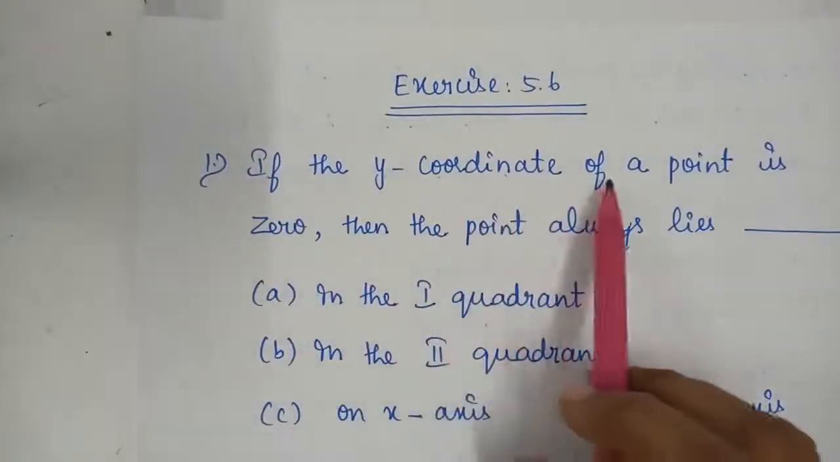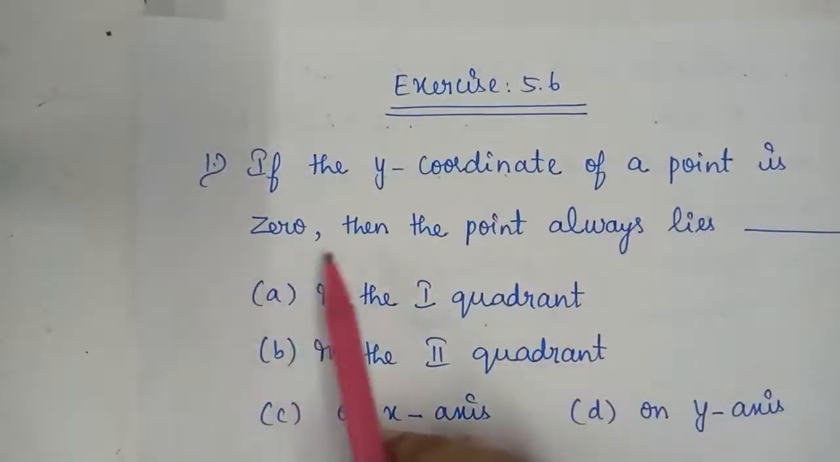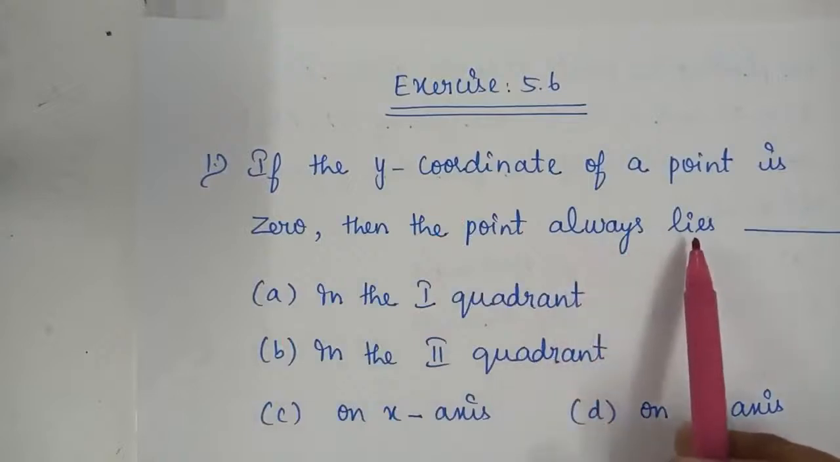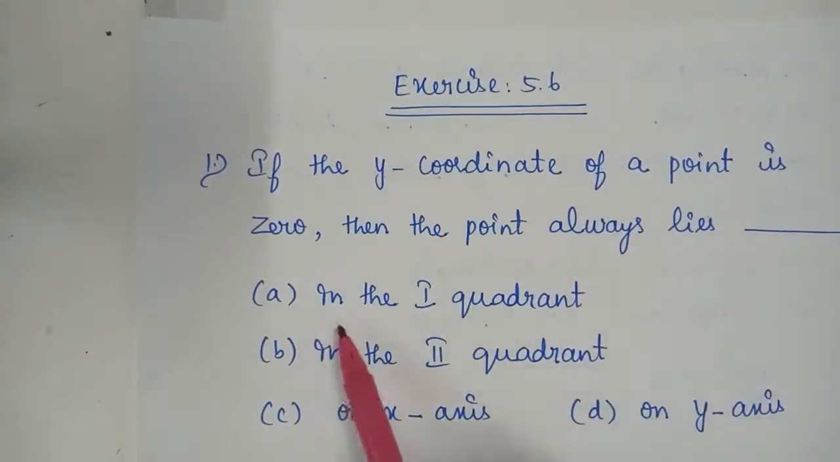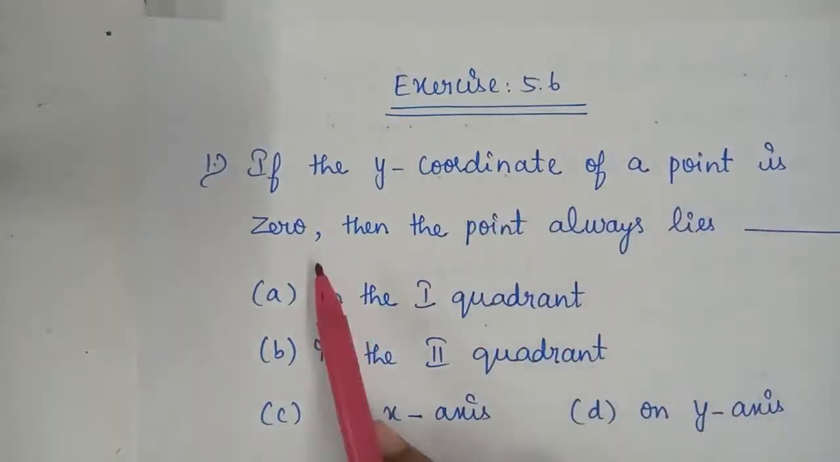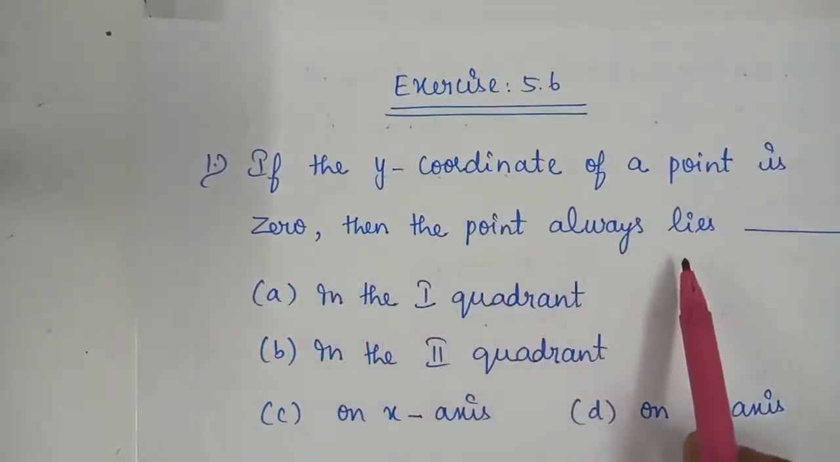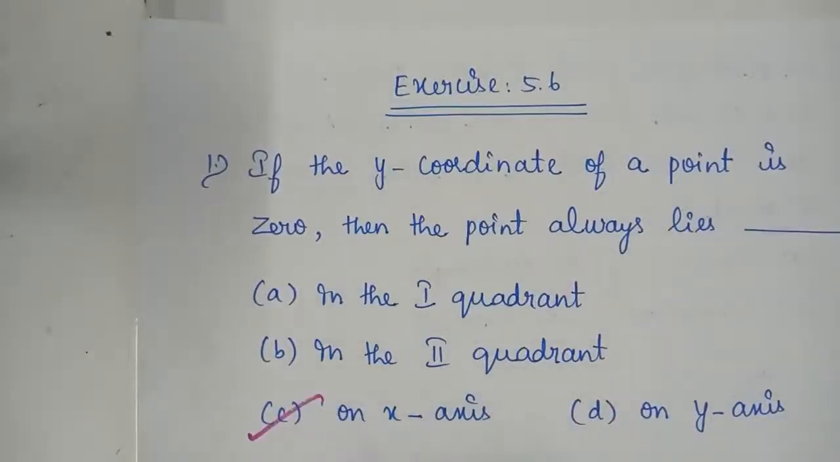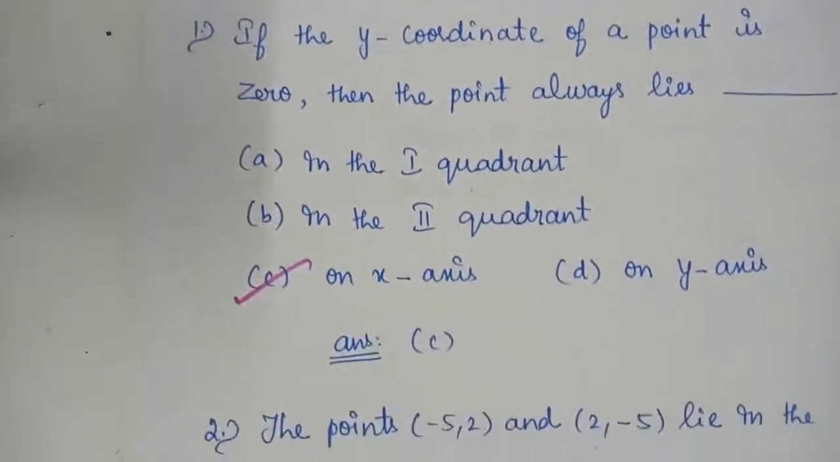If the y coordinate of a point is 0, then the point always lies dash. Option A in the first quadrant, option B in the second quadrant, option C on x-axis, option D on y-axis. If the y coordinate of a point is 0, we know that the point always lies on x-axis. So the correct option is option C.